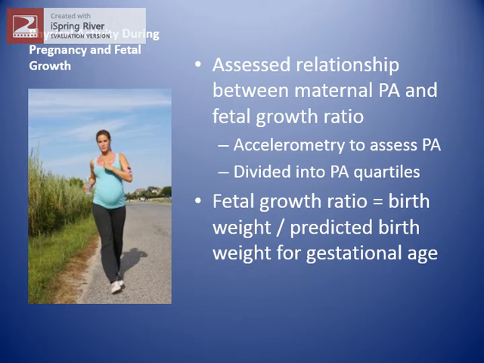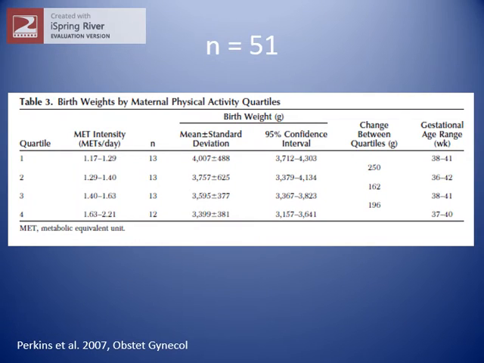They also used accelerometry to measure physical activity. This is a very sophisticated way to measure physical activity. So they didn't just ask women, hey, how active are you? But they took a pretty good measure of it. And then they divided into quartiles. So the lowest 25%, the next lowest, the next highest, and the highest 25% in terms of physical activity.